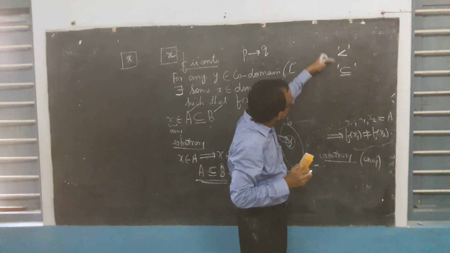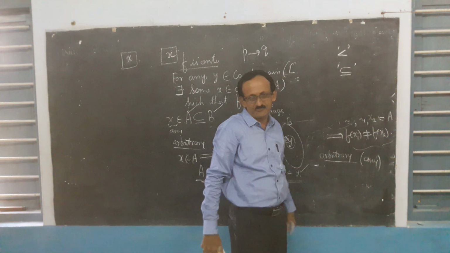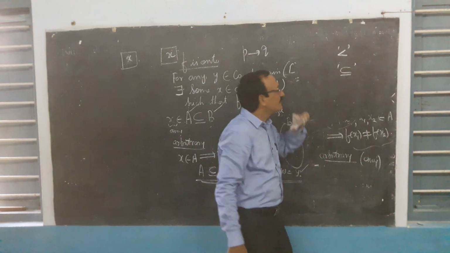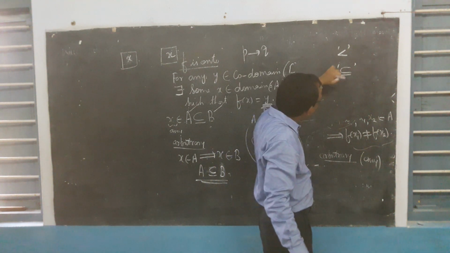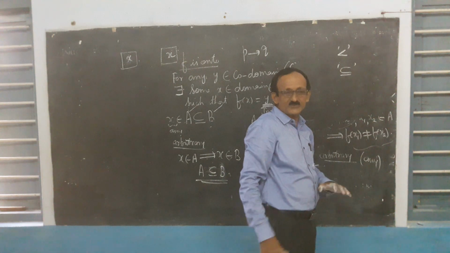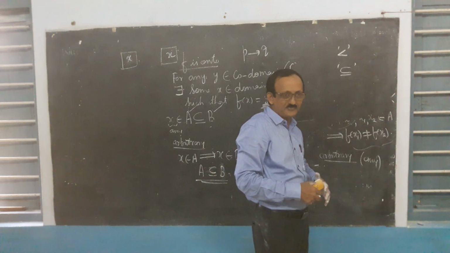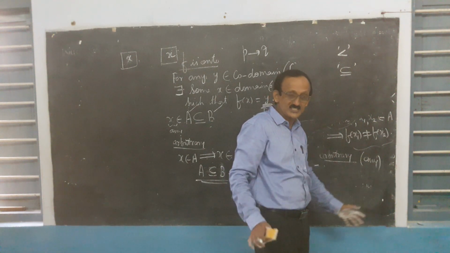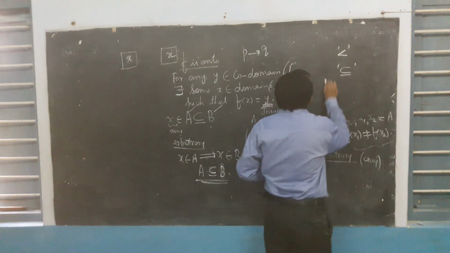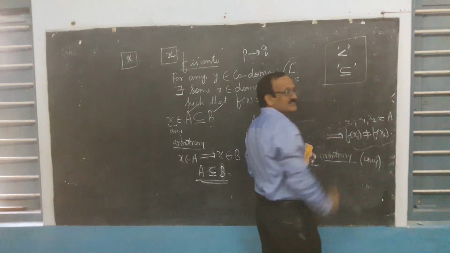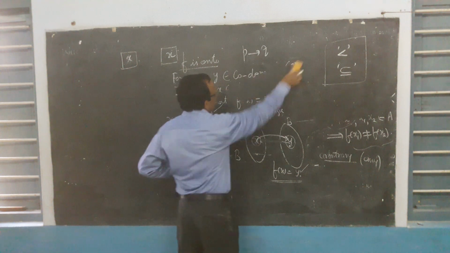What is the difference between these two relations? What are they meant for? How do you read the first one? How do you read the second one? What is the difference between the two relations? One is this, other one is this. So this is a question you have to answer.